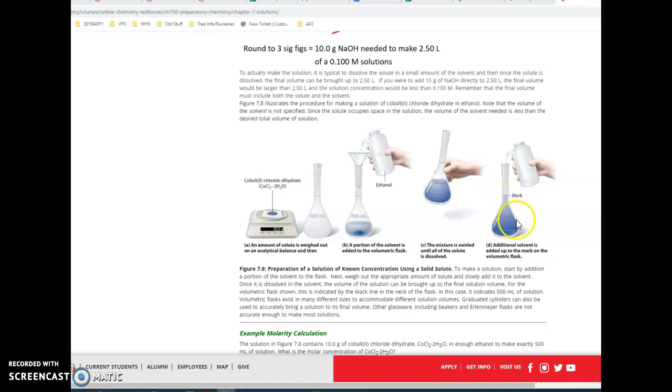In this case, it's 500 milliliters. By the way, it would be incorrect for you to say that there's 500 milliliters of water in here. There's probably actually a little bit less than 500 milliliters of water. The thing that's important with molarity is the volume of the solution, which includes both the water and the solute.